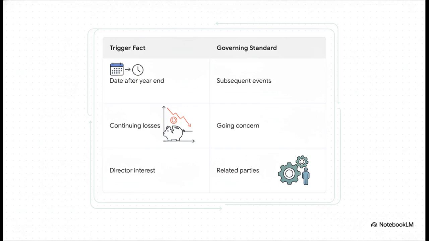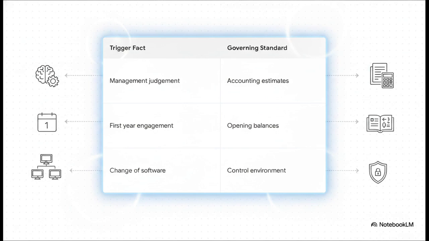For example, a date falling after the year end but before the report is signed. That's only in the question because of subsequent events. Continuing losses, a defaulted loan, or withdrawn banking support. Those are there because of going concern. A transaction with an entity where a director has an interest. That's there because of related parties. Let's map out a few more of these so you really see the underlying logic of the exam.